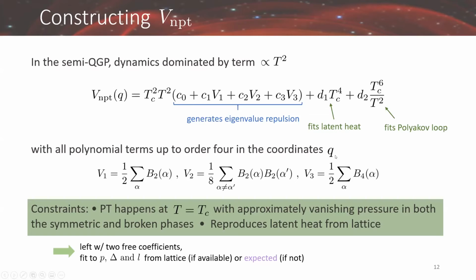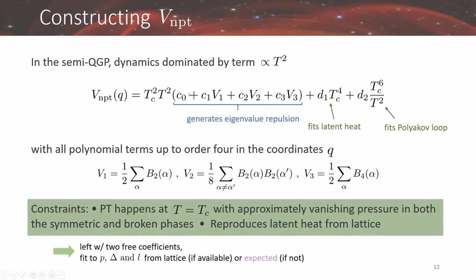Now, as I mentioned in the previous slide, these terms V1, V2, and V3 are constructed from the symmetries. And we go up to order 4 for the polynomials, because this is the smallest order you can use to describe the transition. Of course, there are constraints. The phase transition has to happen at the critical temperature by definition. And also the pressure has to vanish in both the symmetric and the broken phases at confinement, as seen on the lattice. It also has to reproduce the latent heat from lattice.